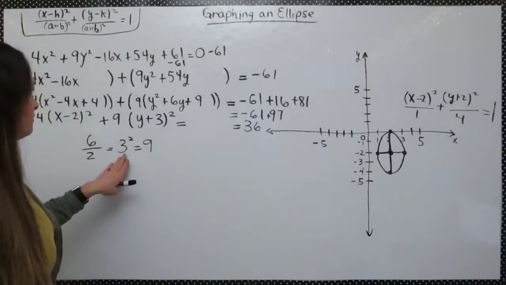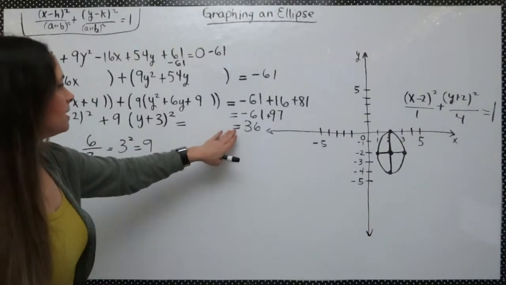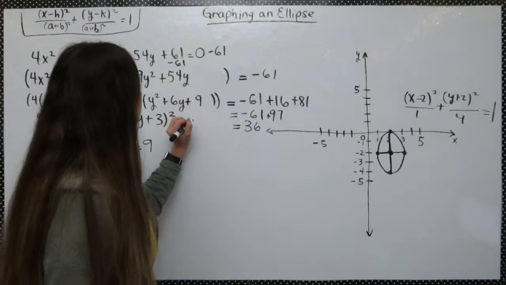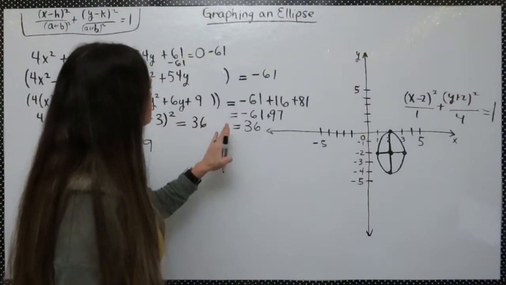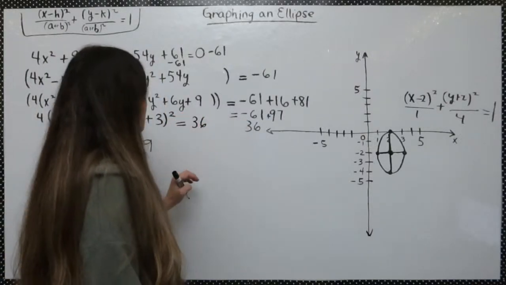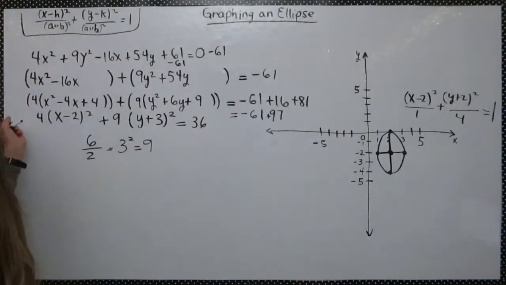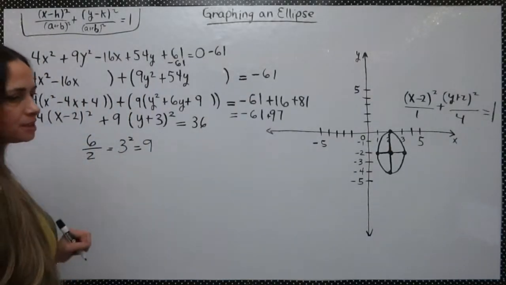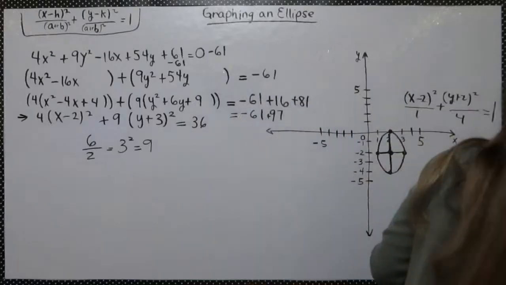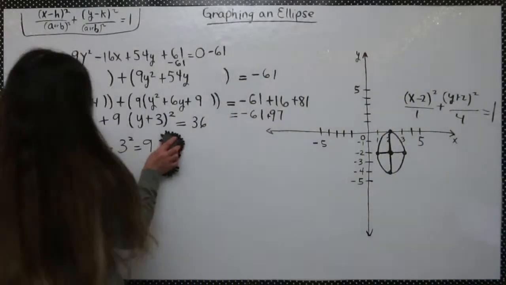So we've made our perfect square, and that equals 36. We'll move it over a little bit, 36. And then, yeah, so we've solved it, but we haven't exactly put it in standard form yet. So I'll go ahead and do that.